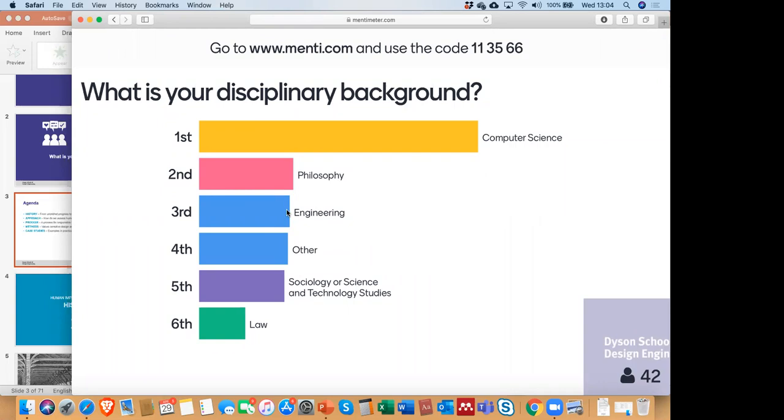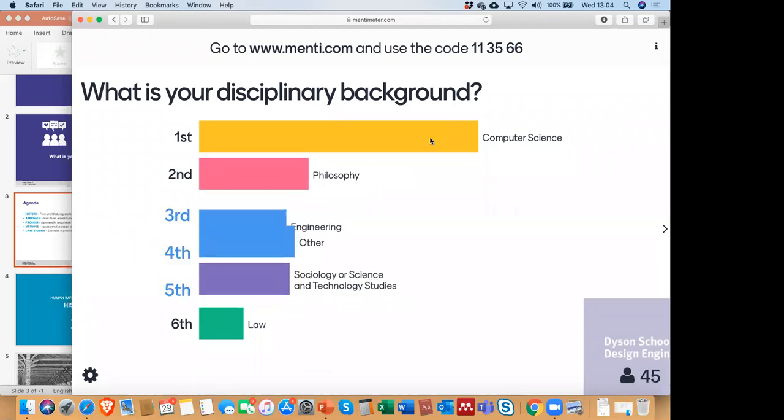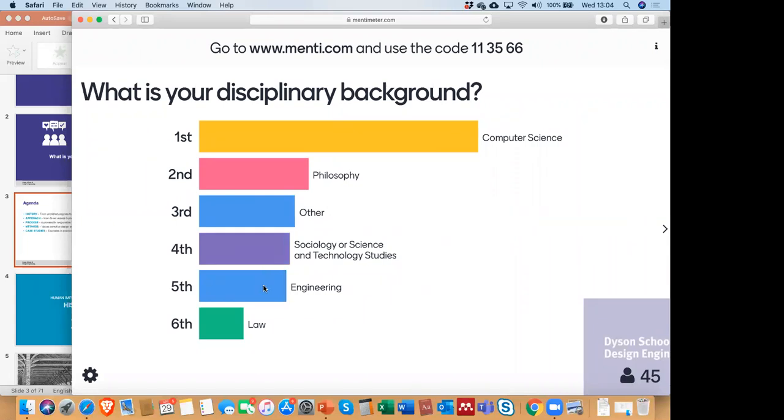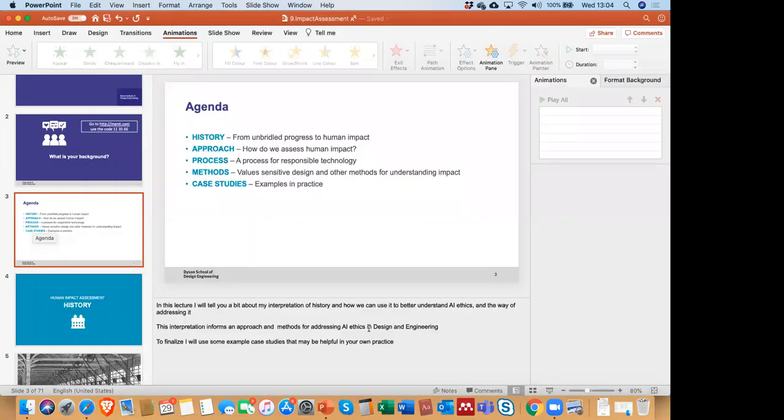By far the most common discipline is computer science, but we do have a lot of people from philosophy and social sciences as well. For those of you who are from philosophy, notice the disciplinary difference. Engineers and computer scientists, we often like to note the differences. And we're going to be covering, in a way, something related to that.